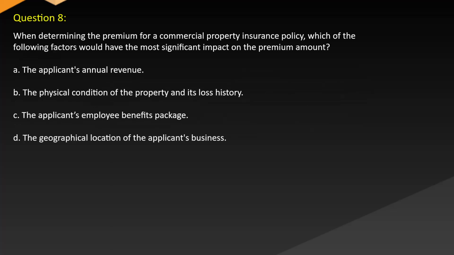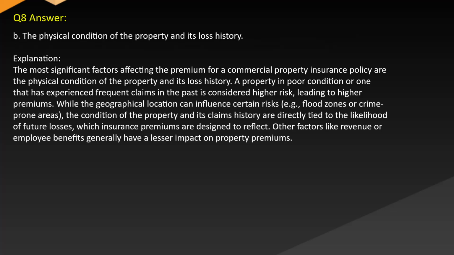unusual cases. Question 8. When determining the premium for a commercial property insurance policy, which of the following factors would have the most significant impact on the premium amount? A. The applicant's annual revenue. B. The physical condition of the property and its loss history. C. The applicant's employee benefits package. D. The geographical location of the applicant's business. Correct answer: B. The physical condition of the property and its loss history.